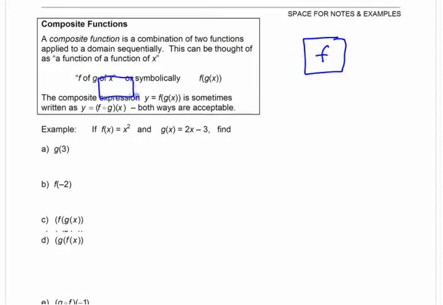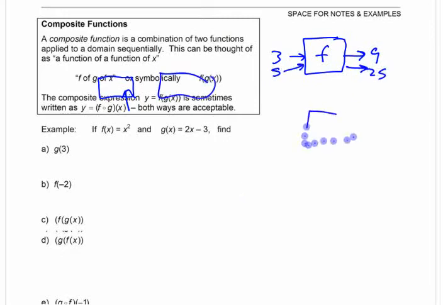This function f here says take an x value and square it. So if you took a number like 3, you get a number like 9, or if you take a number like 5, you get a number like 25. G is also another thing, right? G is a different rule here. It says if you put a number in, you multiply by 2 and subtract 3. So if you put a number like 7 in, you multiply by 2, you get 14. Subtract 3, you get 11.